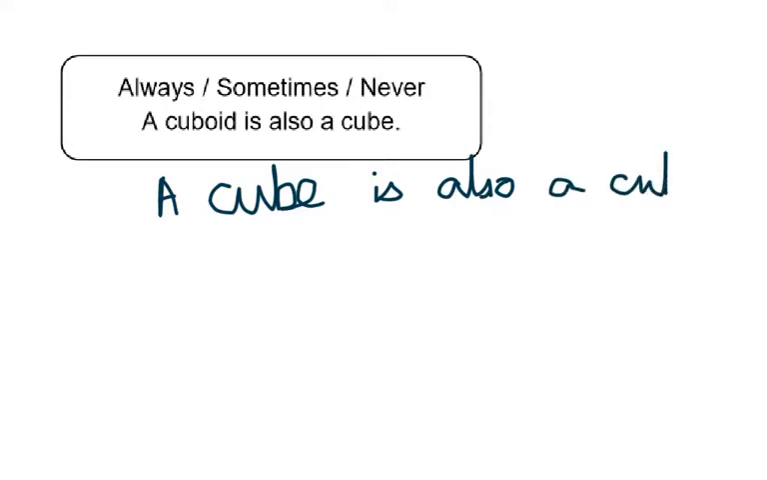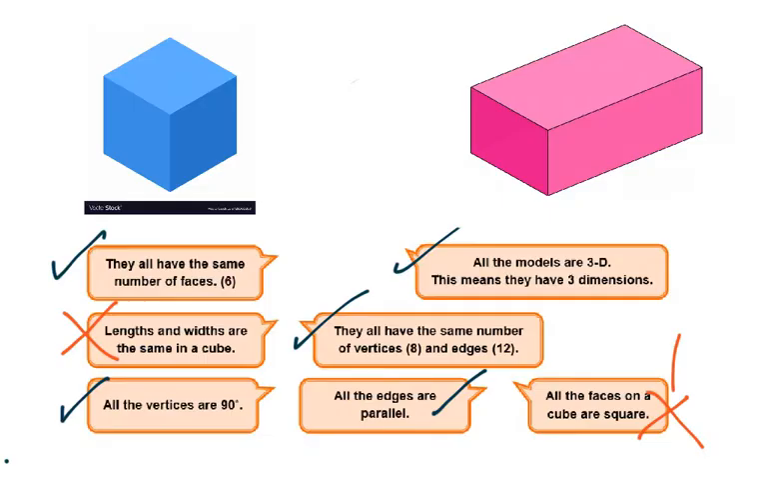a cuboid. Think back to when we said that a square is a rectangle, but a rectangle is not a square. A square is a special type of rectangle. The same is true with a cube and a cuboid. A cube is a cuboid. It meets all the criteria for a cuboid, but a cuboid is not a cube because it might have rectangles. Whereas a cube does meet all of the criteria to be a cuboid as well.